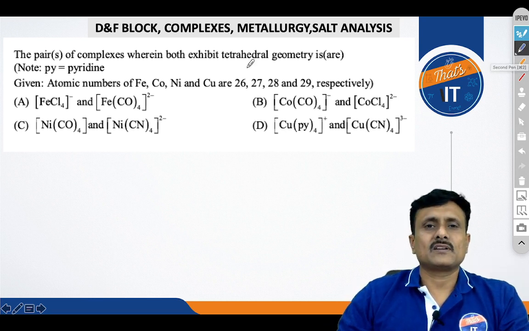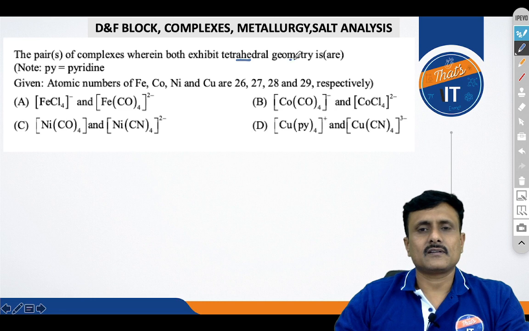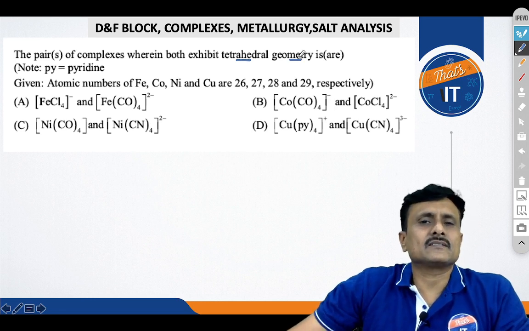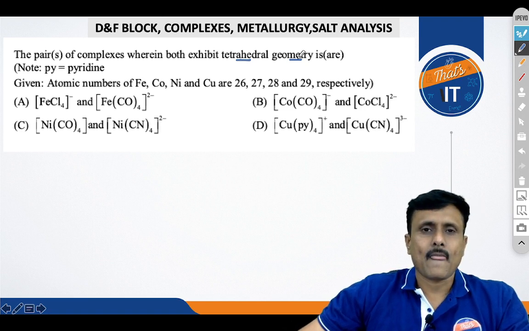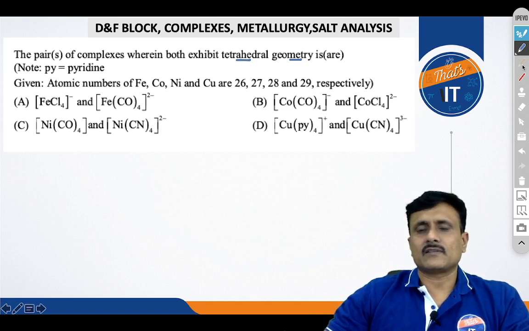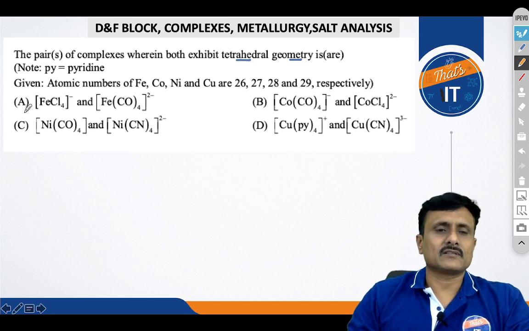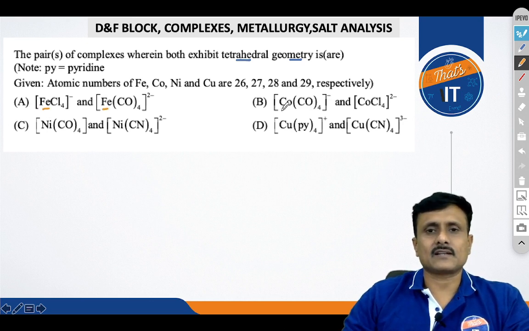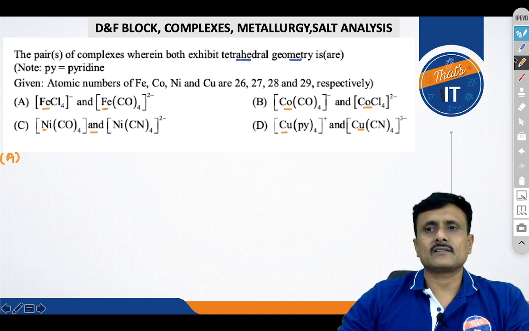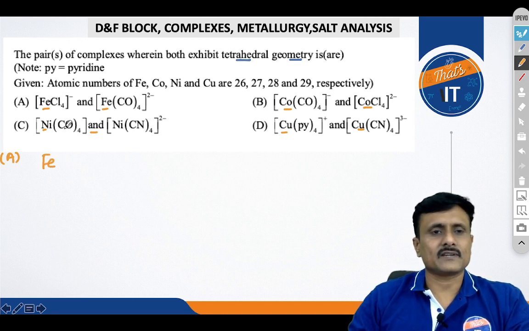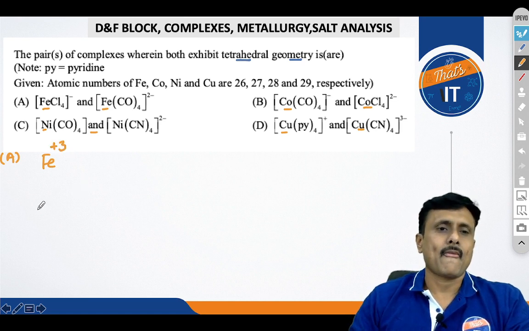You have to find out the set of the compounds which are exhibiting sp3 hybridization and thus showing the tetrahedral geometry. You can see that you are given the atomic numbers of all the elements which are the central metal atoms of these complexes. Every time when you are given the complex, you need to write the valence configuration. Over here the oxidation state of iron is +3.